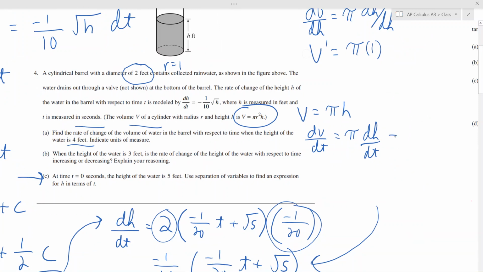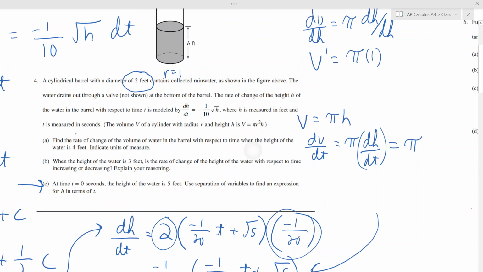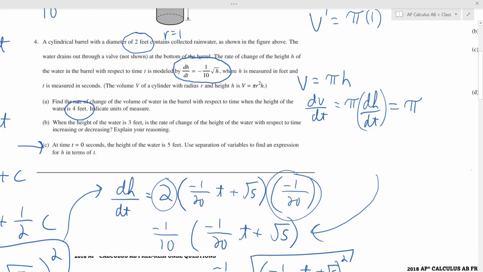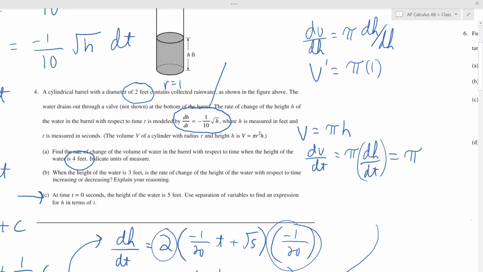We want to know what dV/dt is. Here's pi. We just need to know what dh/dt is, right? That's what we're missing when the height is 4. Well, it turns out dh/dt is given to us right freaking here. It's just that formula. And we know it's at the time the height is 4. So if you drop a 4 into there, you get negative 1/10 times root 4, which is a 2. So you get negative 2/10, which is negative 1/5.